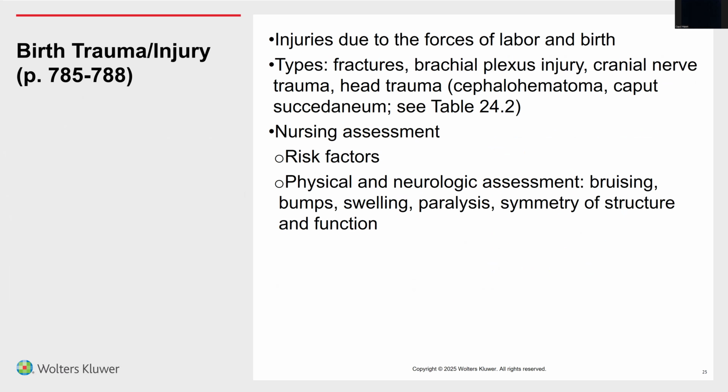These are injuries due to the forces of labor and the birth process. This includes fractures, brachial plexus injury, cranial nerve trauma, and head trauma like cephalohematoma and caput succedaneum. So you can see table 24.2 to learn about those. So we're going to be looking for different risk factors such as fetal macrosomia.